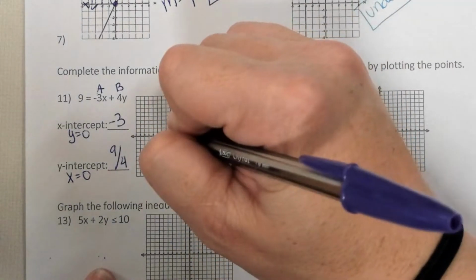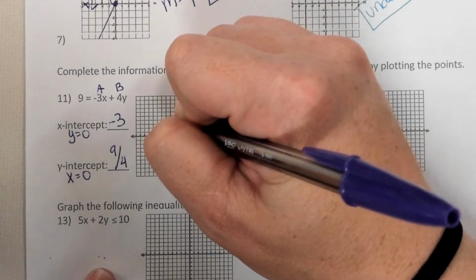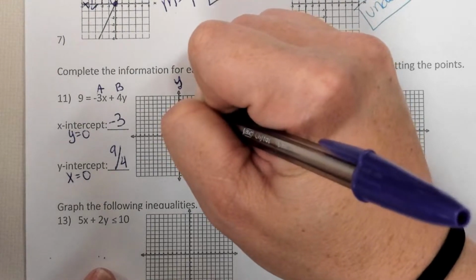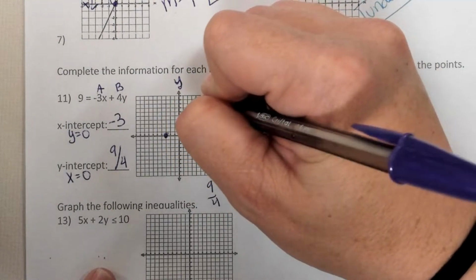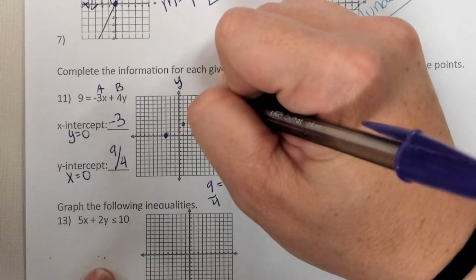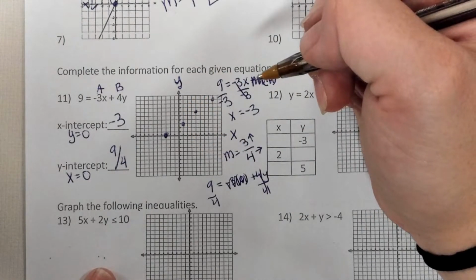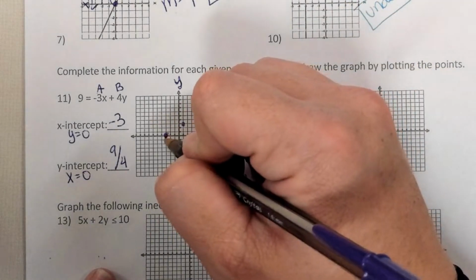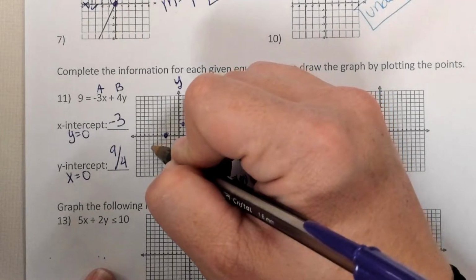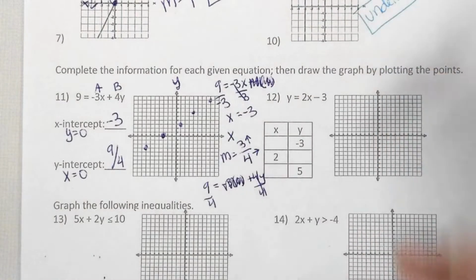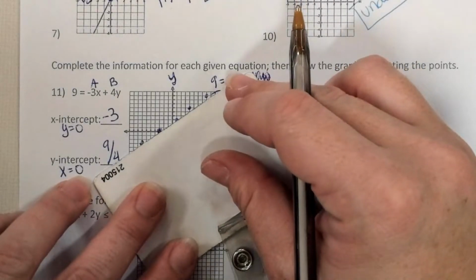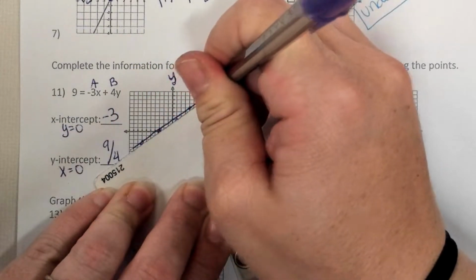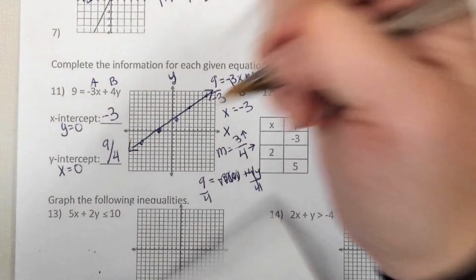So I'm going to go up 1, 2, 3, over 1, 2, 3, 4. Again, 1, 2, 3, 1, 2, 3, 4. And I can go down 3, backwards 4. So there's my line.